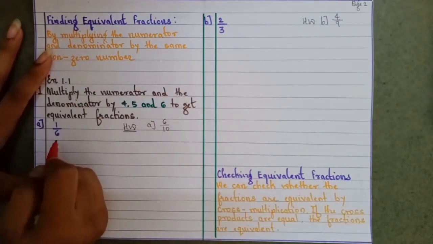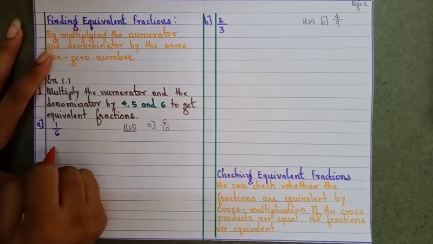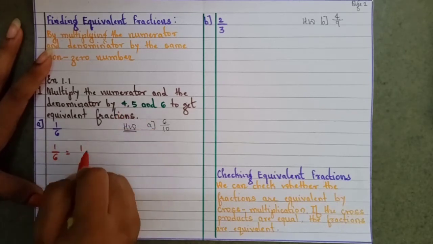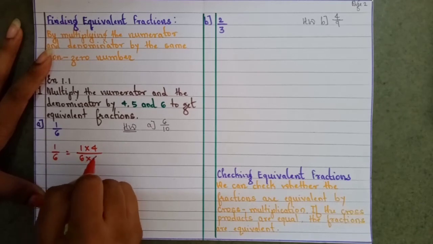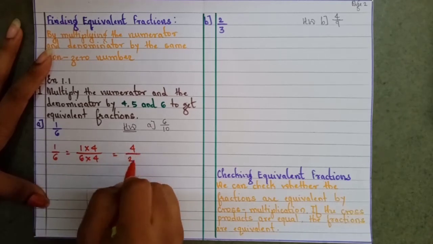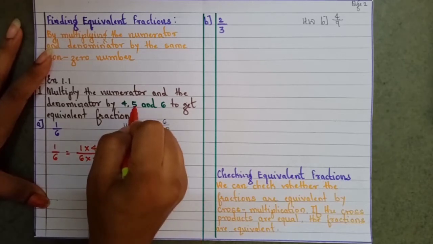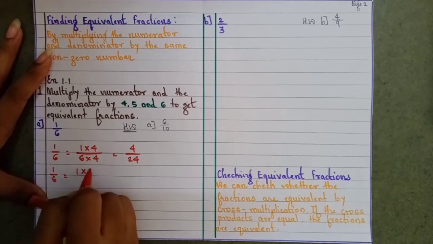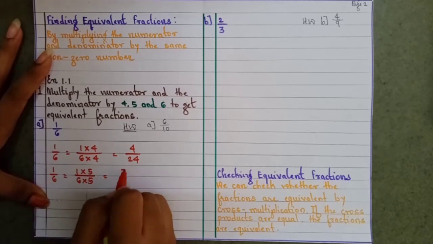So let's find the equivalent fraction of 1 by 6. 1 by 6 equals to, let's multiply by 4 first. 1 into 4 divided by 6 into 4. 4 1s are 4, 6 4s are 24. Now let's multiply by 5. 1 by 6 equals to 1 into 5 upon 6 into 5. 5 1s are 5, 6 5s are 30.